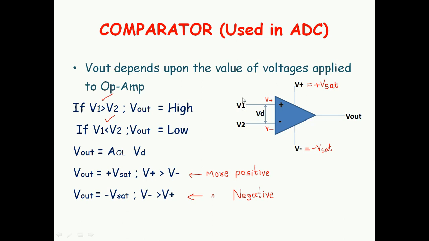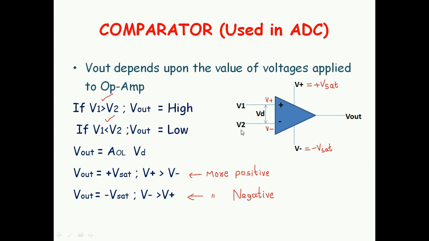Let's call V1 as V plus since it is connected to the positive terminal of the op-amp, and V2 as V minus since it is connected to the negative terminal of the op-amp. If V1, that is V plus, is greater than V2, that is V minus, I repeat, when V1 is greater than V2 or V plus is greater than V minus, that means this is more positive than this. When this becomes more positive than this, then the output voltage is high.